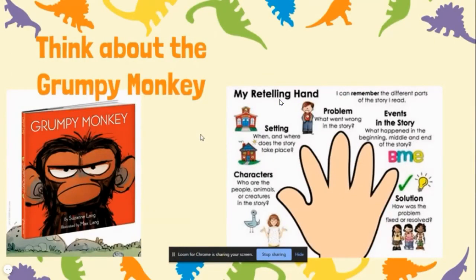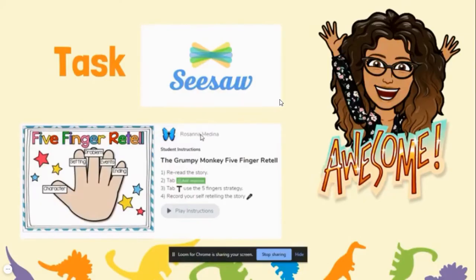So let's think about the grumpy monkey. Okay, the story has characters, who are the characters in the grumpy monkey? Where did that story take place? Where did it happen? And what was the problem and the solution?